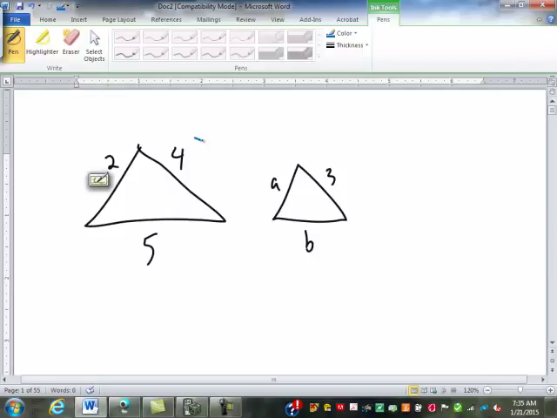The 4 and the 3 match up. So we have 4 to 3 is a known ratio of sides. Now let's say we want to find A. Where's A going to go, top or bottom? Bottom, because it's from the same triangle as the 3. What's going to go above it?